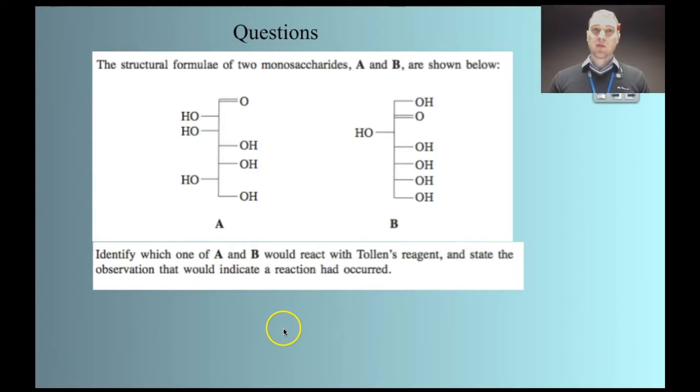So the structural formula of two monosaccharides, A and B, are shown below. Identify which one of A and B would react with Tollens reagent and state the observation that would indicate a reaction had occurred. So if we look at A, it is an aldehyde. At the end of the chain we've got the carbonyl group, C double bond O. If we look at B, it is a ketone, so we've got the carbonyl group. It's not at the end of the chain, it's in the middle of the chain somewhere. So what that means is A is going to react with Tollens reagent because it's an aldehyde, and the observation would be the formation of a silver mirror on the reaction vessel wall.